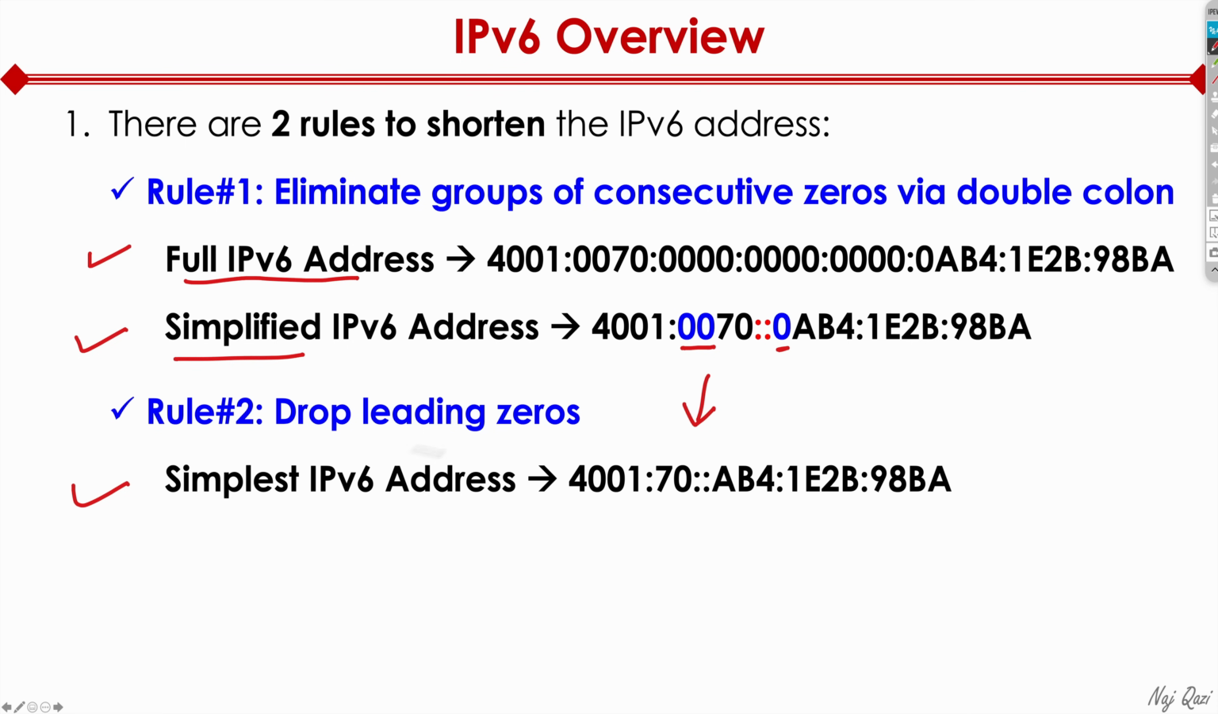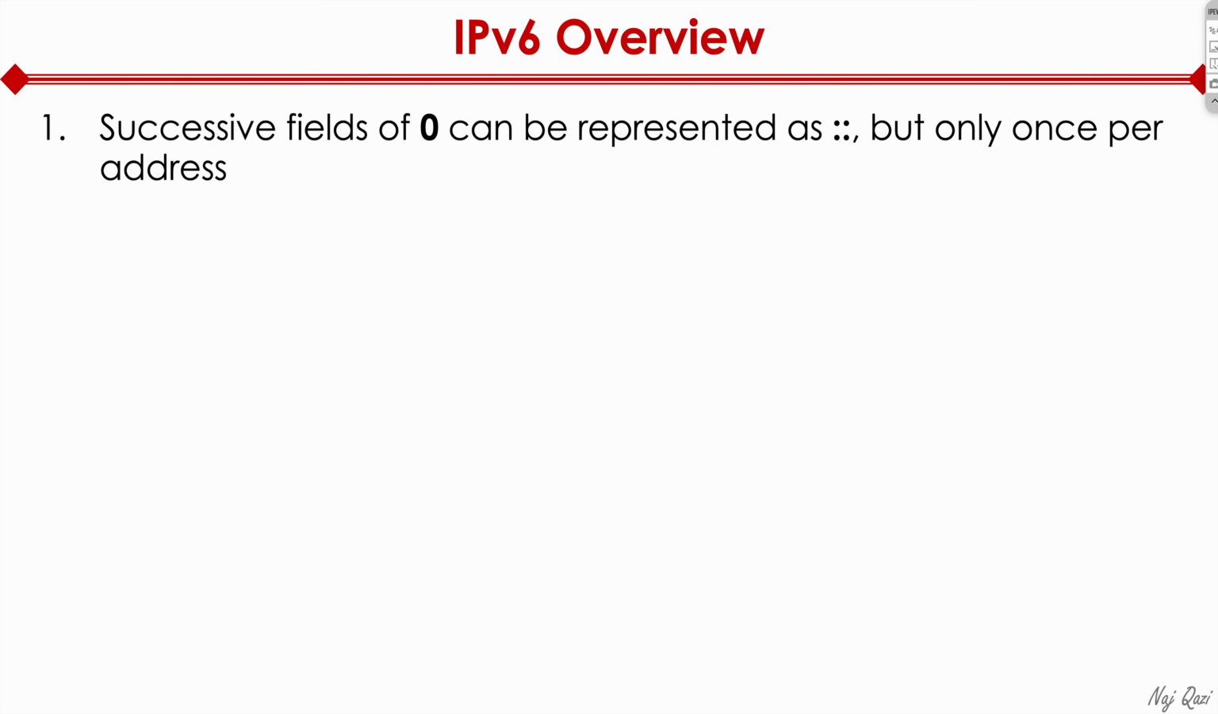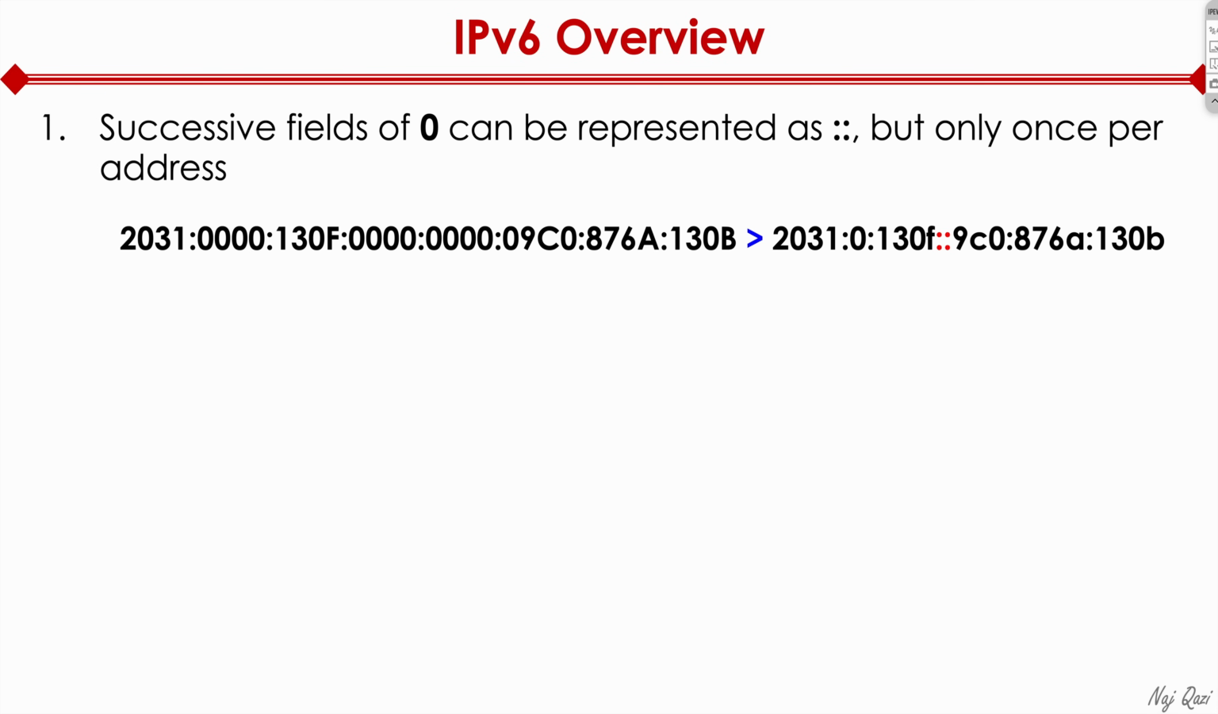And the reason it's missing is because it's totally allowed according to the rules of IPv6. Couple of additional things I want you to keep in mind. Successive fields of 0 can be represented as a double colon, but that can only happen once. Here's an example of an IPv6 address right here.